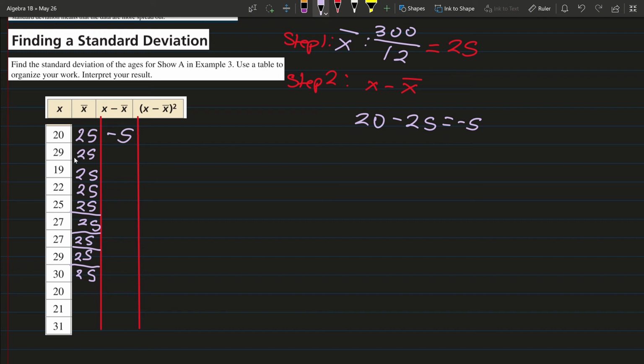And we'll do the same thing for 29 minus 25. So 29 minus 25 is equal to 4. So let's write 4 right here. And now we're going to do 19 minus 25. And you're going to keep doing this. And this is equal to negative 6. Go ahead and pause the video and try to do it yourself.